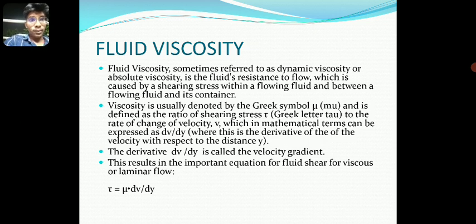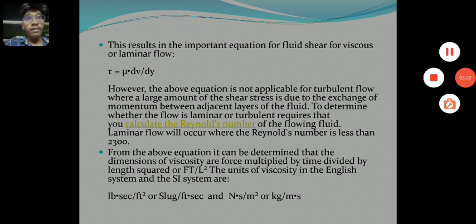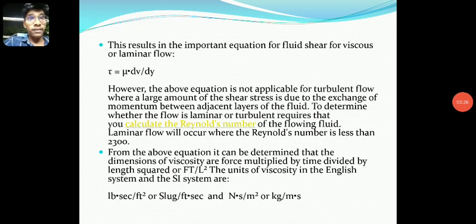That results in the important equation for fluid shear for viscous or laminar flow: tau = mu dv/dy. However, the above equation is not applicable for turbulent flow, where a large amount of shear stress is due to the exchange of momentum between adjacent layers of a fluid.